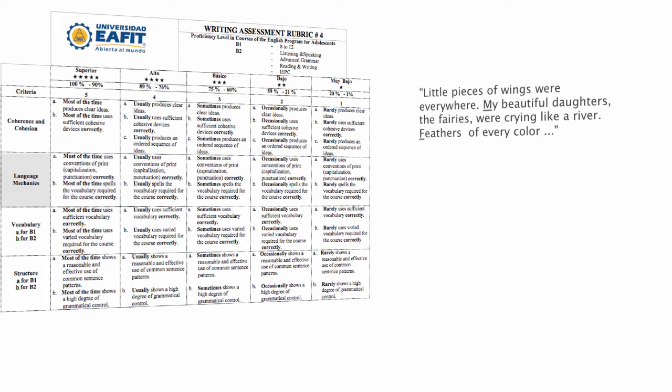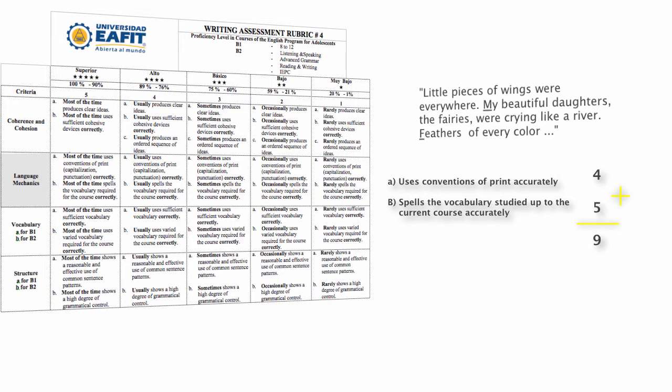Finally, let's do the math to get the final grade for language mechanics. Remember, there are 2 descriptors in this aspect: uses conventions of print accurately, and spells the vocabulary studied up to the current course accurately. For the first one, the grade was 4, and for the second one, the grade was 5, so we just have to add 4 plus 5, divide the total by 2, the number of descriptors, and the result, 4.5, is the final grade for language mechanics.